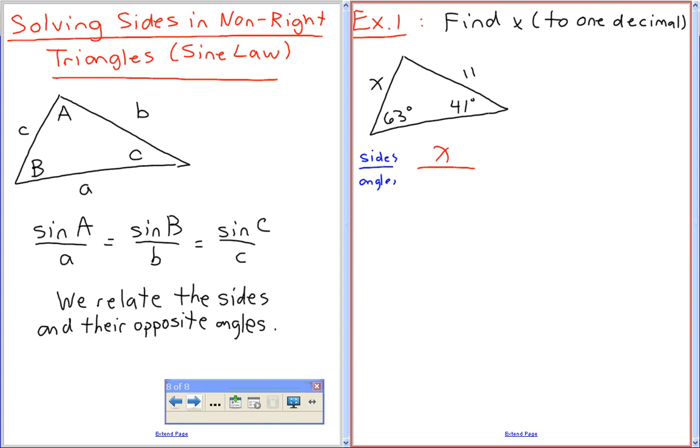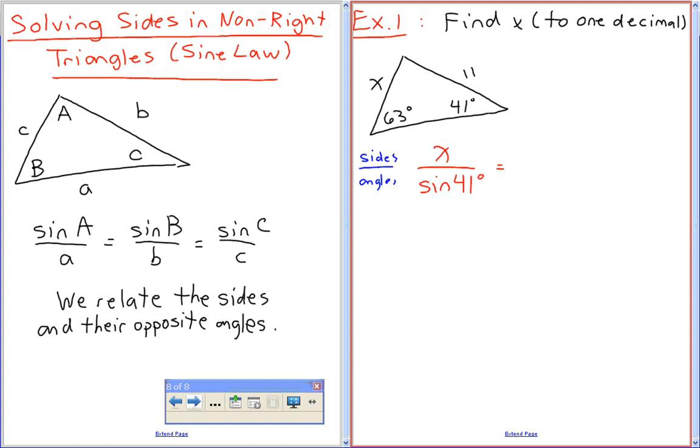Now, because this is sine law, we don't call it 41, we're going to call it sine 41. Why do you call it sine? Because it's always sine. That's the way the law goes. That's the way it's called the sine law. So it always goes to sine.